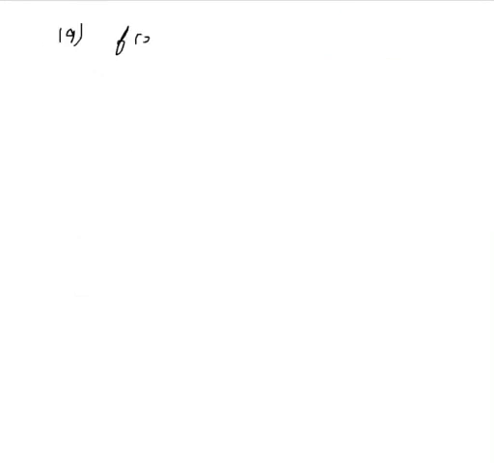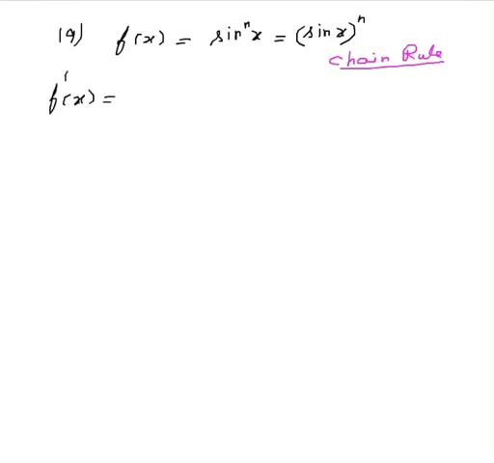Question 19. The given function is sin raised to n of x, which can be written as (sin x) whole raised to n. We will use the chain rule. Power has to be differentiated first, keeping the base same, and then the base has to be differentiated. Therefore, f'(x) is equal to the differential of the power, n, into (sin x) raised to n minus 1. That is using the n x to the power n minus 1 formula.